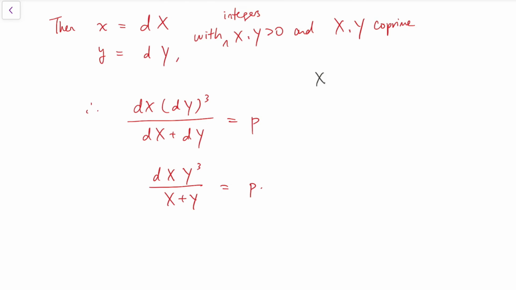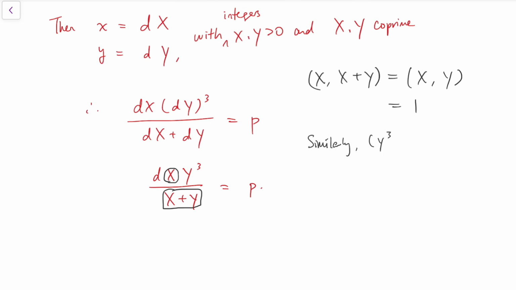And not just that big X and big Y are coprime, we also have big X and big X plus big Y coprime. By the Euclidean algorithm, the greatest common divisor of these two numbers is equal to that of big X and big Y. So again, it's equal to 1. So these two numbers are coprime. And of course, we can do similar things on big Y cubed.